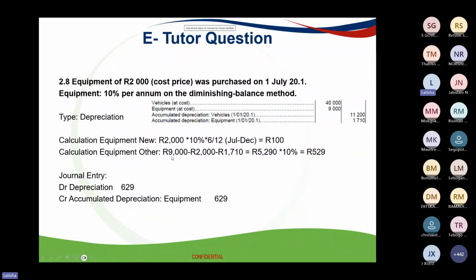So we take the cost, which is the 9,000 minus the 2,000, minus then the accumulated depreciation of 1,710. Because it's on the diminishing balance method, it must be cost less accumulated depreciation. And we multiply that by 10%. We don't apportion it for any portion of the year because the rest of the equipment we've now had for the whole year. So we just say multiplied by 10%. It's not like the new equipment, which only has 6 months in the current year.